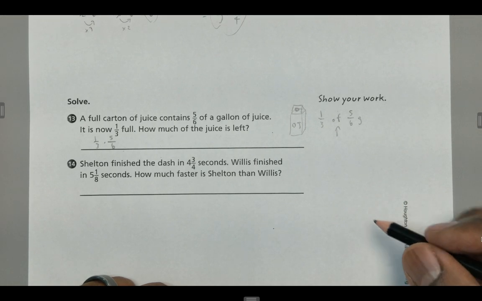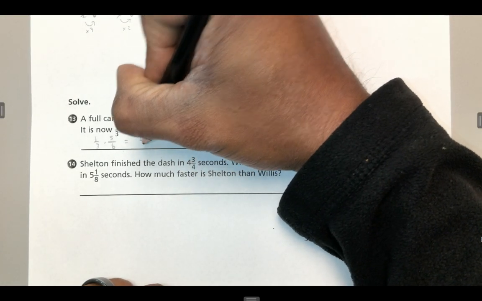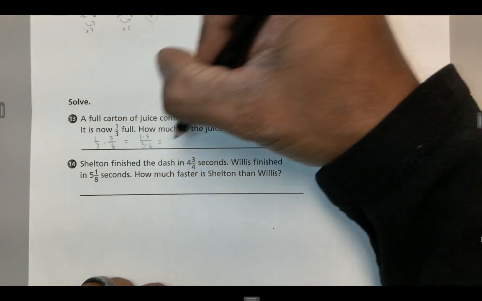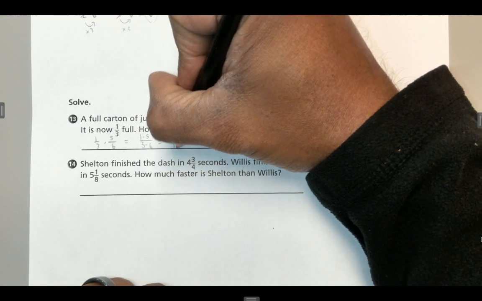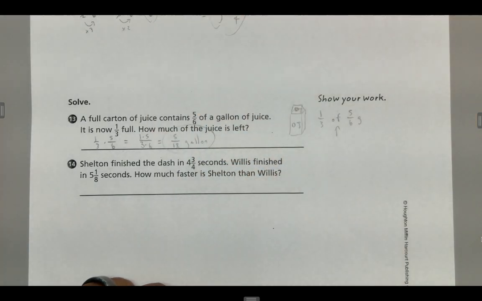No opportunities for cross-canceling, so we will multiply across the top, multiply across the bottom. Get a final answer of 5/18 gallon. 5/18 of a gallon.